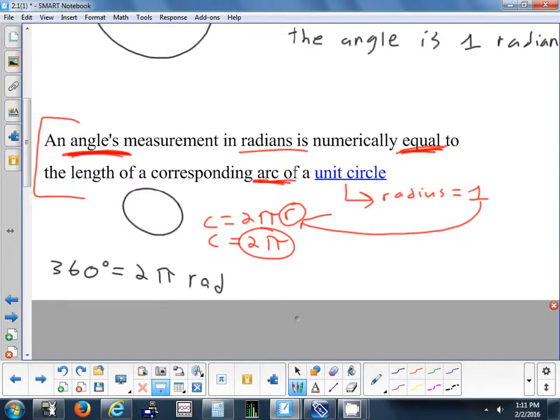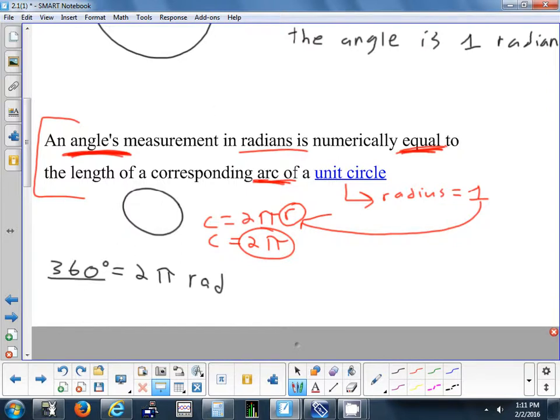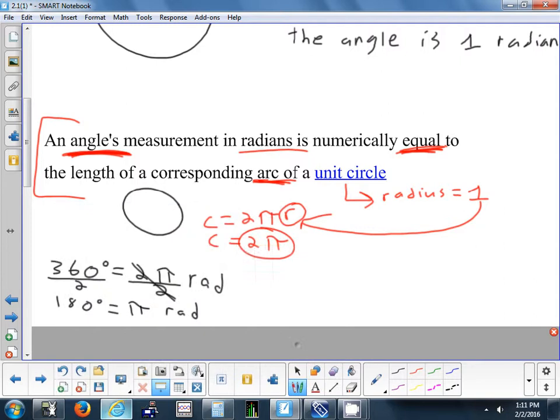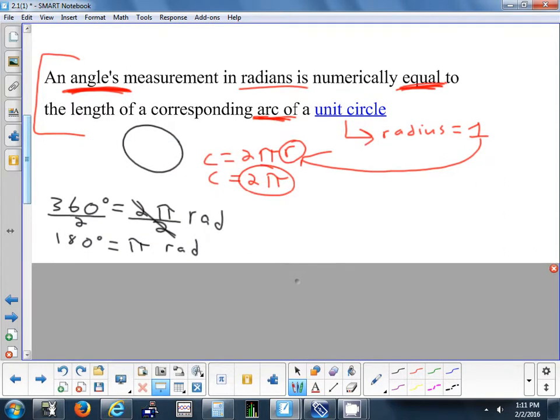Okay. Does anybody see a number we could divide both sides by? Yeah, we could make this conversion a little smaller. So 360 equals 2 pi. 180 equals 1 pi. So if you go halfway around the circle, that's pi radians. Okay, and I can show you that on here as well. If I can line it up, 180 degrees is pi.